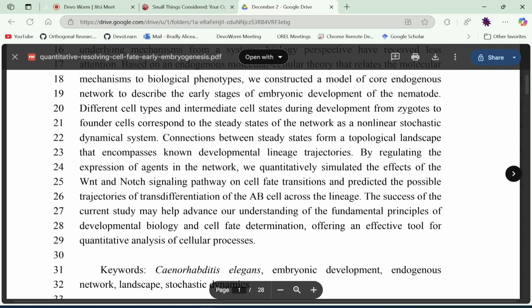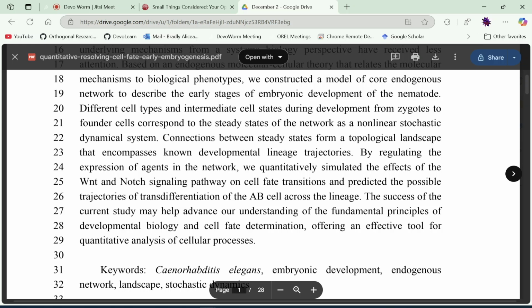So, we have these steady cell states and we have these transitory states or these transitions between states. And sometimes you can treat that as a Markov model where there's a certain probability of transition. But you can also treat it as this nonlinear stochastic dynamical system that you can plot on this topological landscape, basically this differentiation landscape that allows you to describe known developmental lineage trajectories.